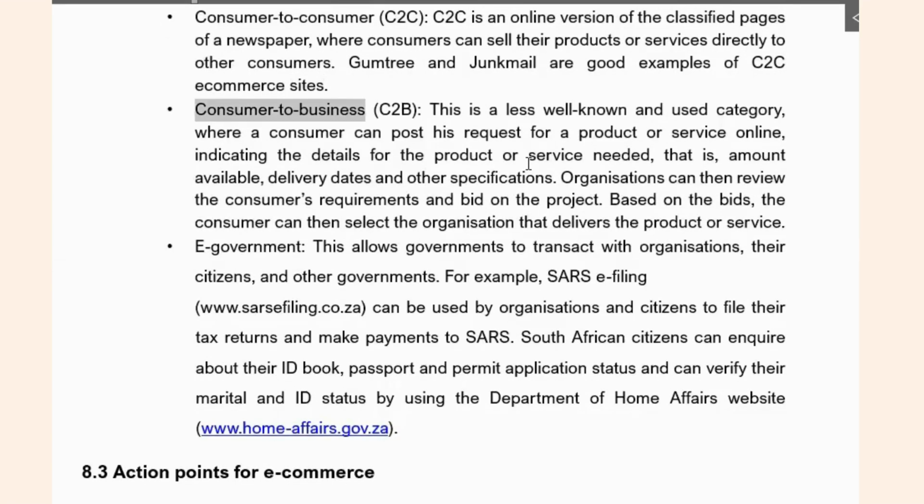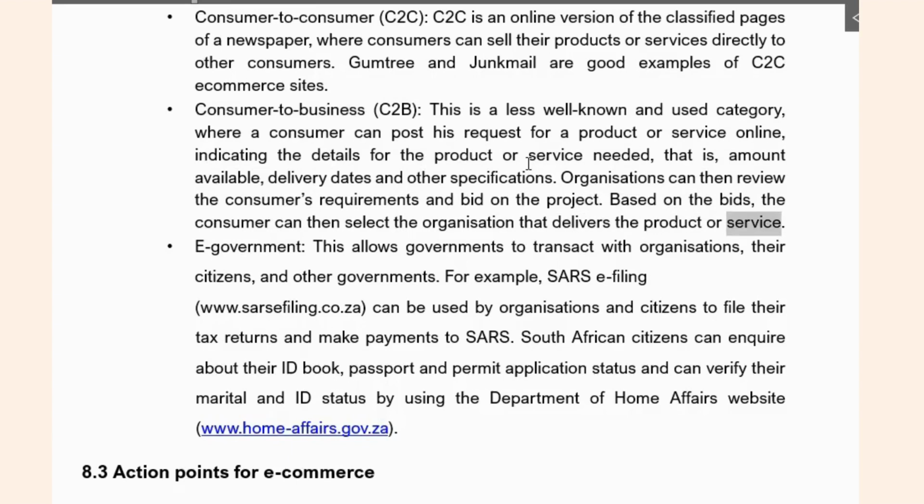Consumer to business, C2B. This is a less well-known and used category, where a consumer can post his request for a product or service online, indicating the details for the product or service needed, that is, amount available, delivery dates and other specifications. Organizations can then review the consumer's requirements and bid on the project. Based on the bids, the consumer can then select the organization that delivers the product or service.